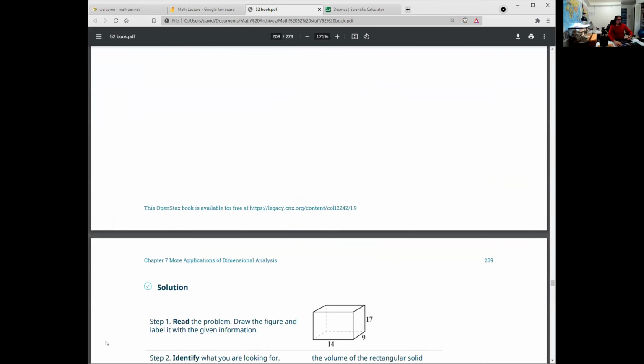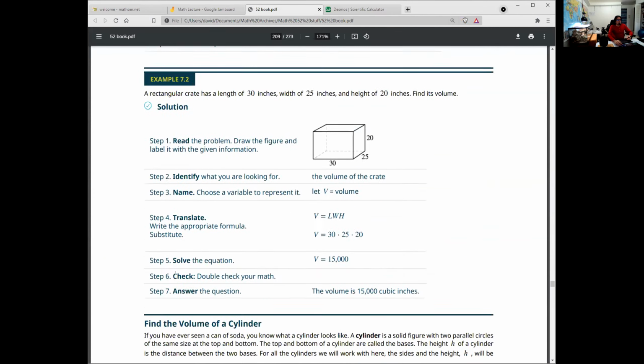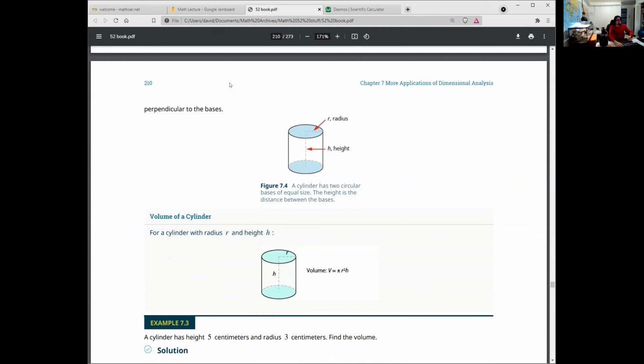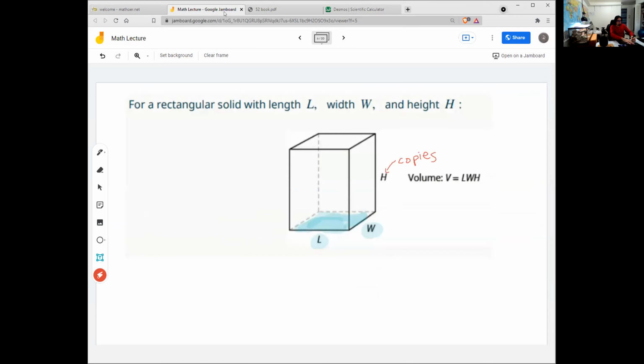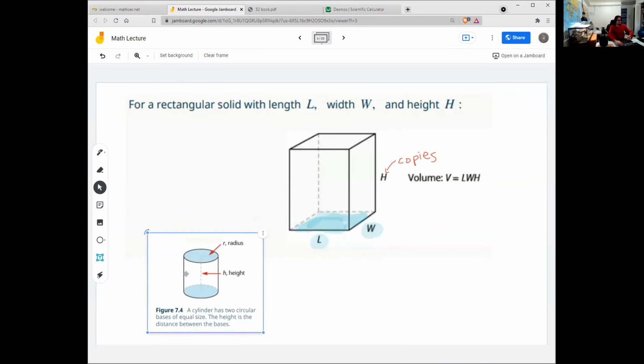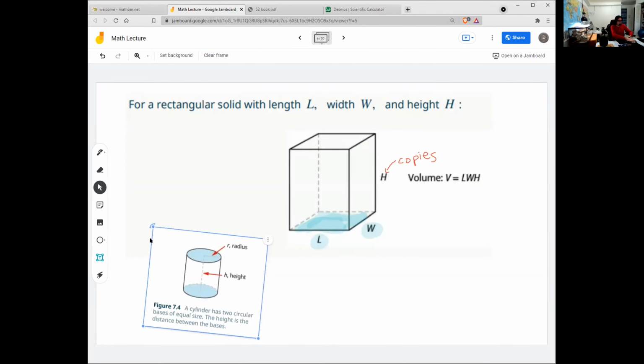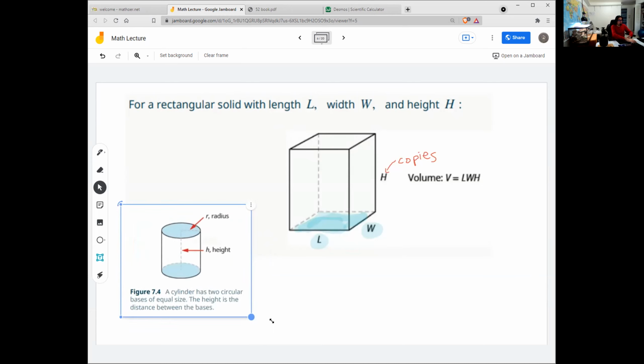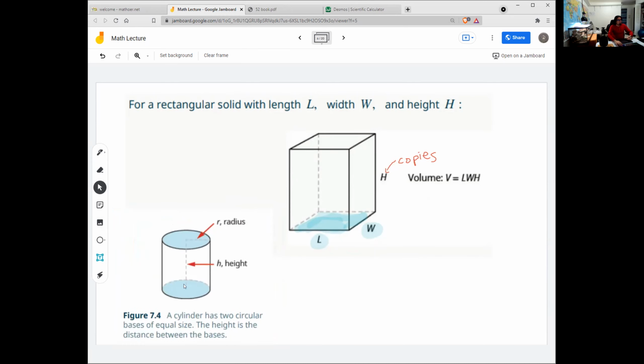That means if I move on to a cylinder, then the same kind of thing is happening. What's the formula for the circle at the bottom?